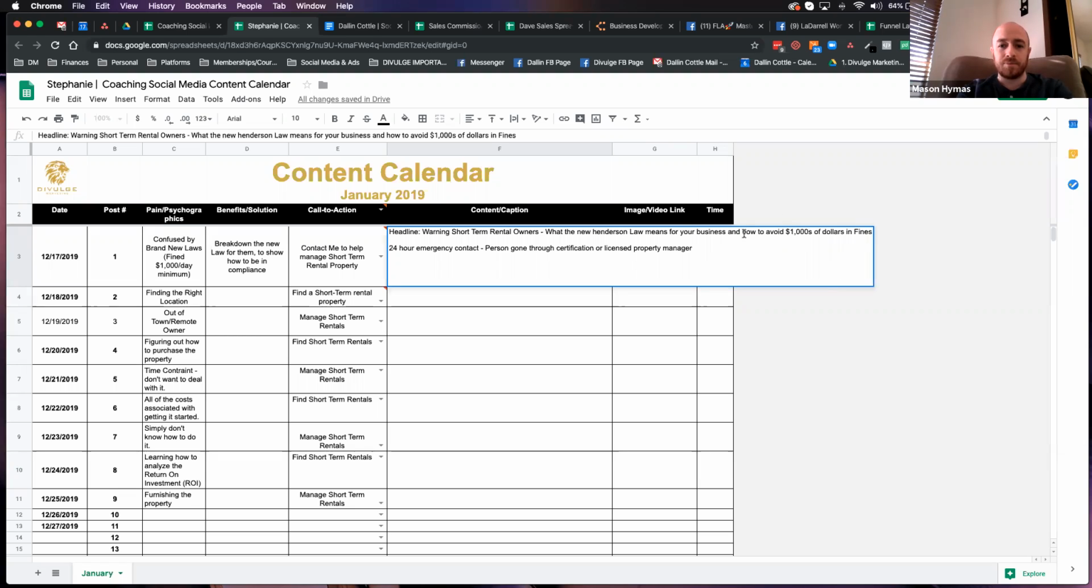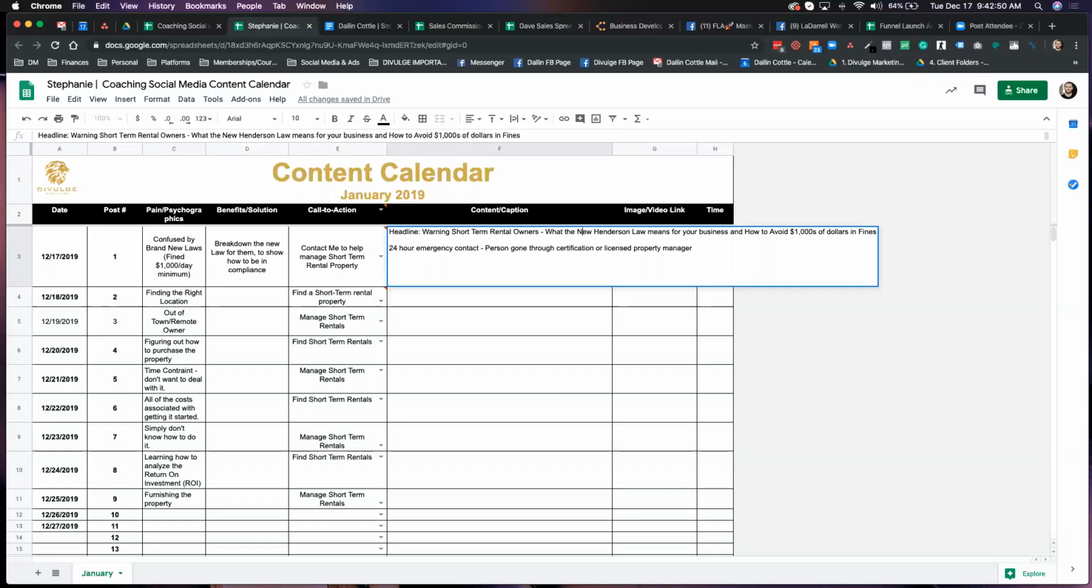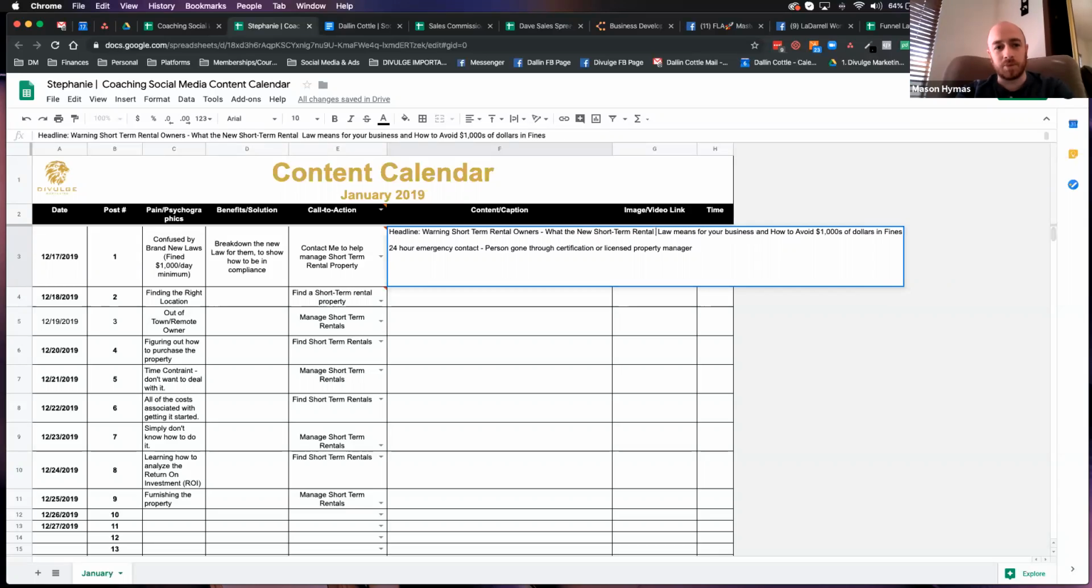That's basically what you said. Yeah. What about the new Henderson, or what do you call the law? Is there a different way to say short-term rental? You could say, here's why short-term rental owners are complaining about this new Henderson law and why it's actually a good thing for your business. Can you think of a way that it could be good for their business?